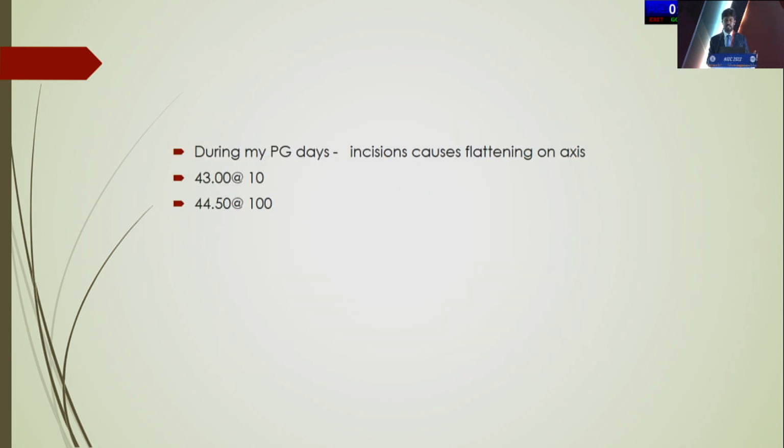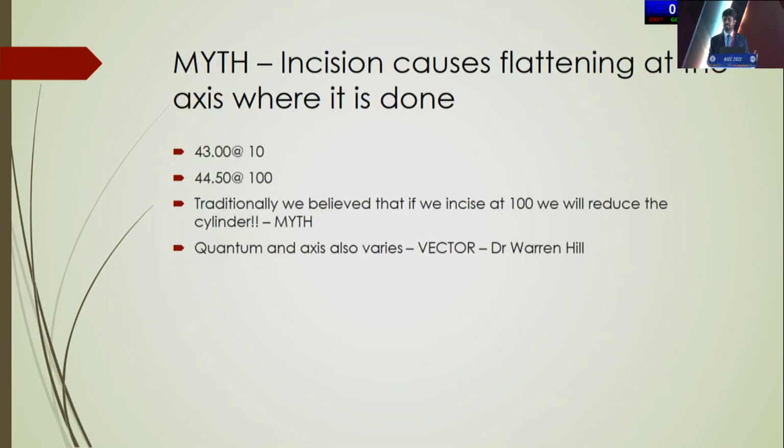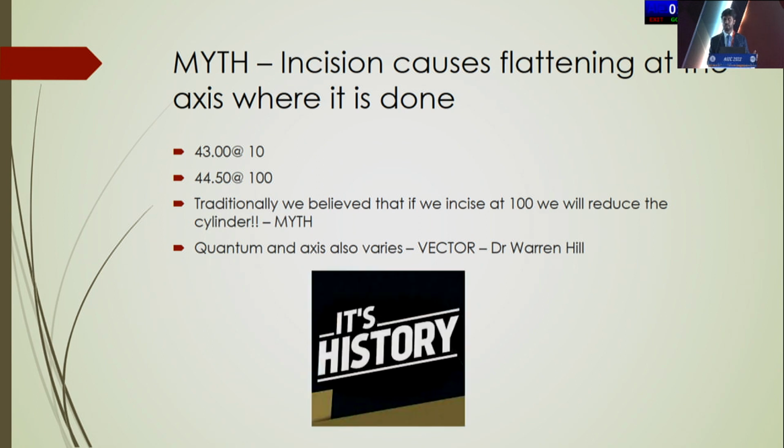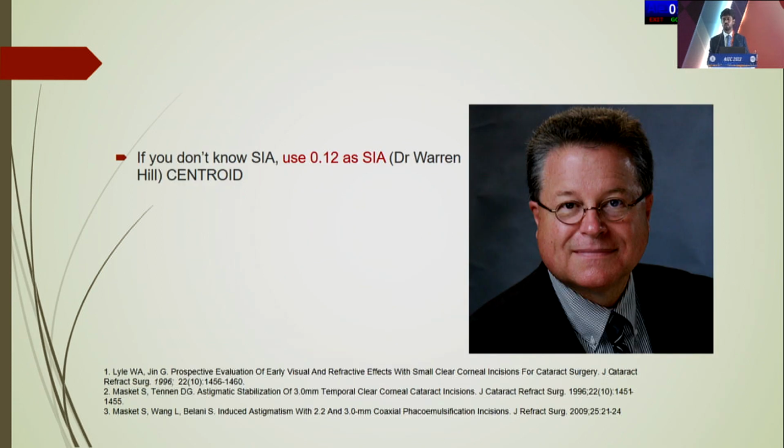During my PG days, there was a belief that when we incise the cornea, there is some amount of flattening happened. However, it is history now. Incision need not cause flattening. Incision can cause flattening on axis as well as off axis, courtesy Dr. Warren Hill. He spoke on the concept of a centroid value.